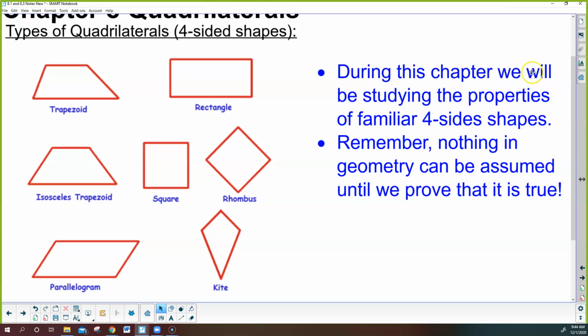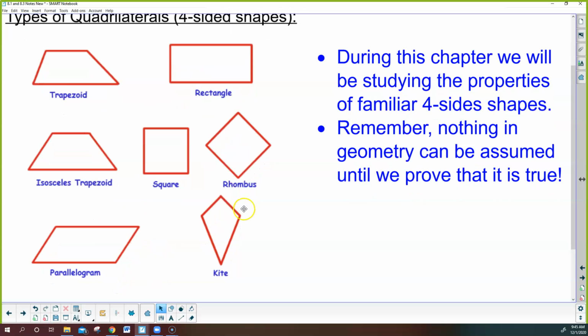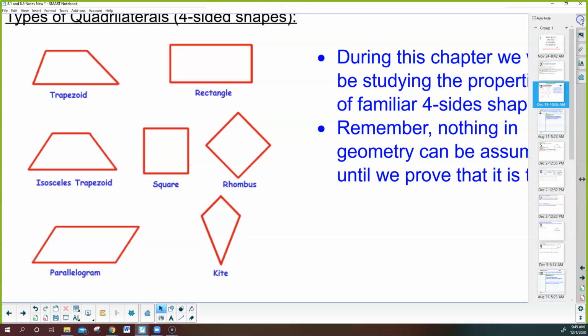And throughout this chapter, we are going to be studying properties of the four-sided shapes. And then remember, nothing in geometry can be assumed until it is proven. So if I say that this is a rectangle, we have to prove that it's got four right angles and opposite sides are congruent. And we're going to talk about very specific properties about all of these shapes. Okay? So hopefully you're familiar with all of these. You might not know the properties, but you hopefully know the shape itself.